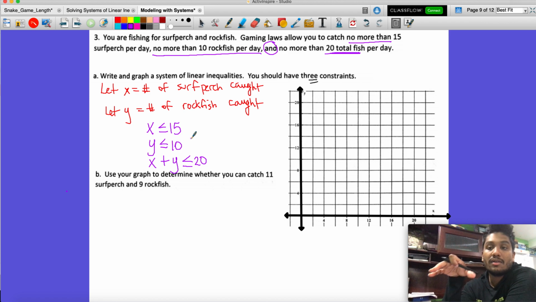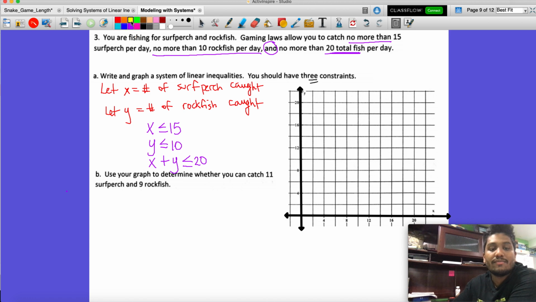And so there's a law that says for those, in total you just can't have more than 20 fish. Right? So if you're only going for surf perch, then you're already constricted by the 15. If you're going for rockfish, then you're already constricted by not being able to get more than 10. If you're going for both of them though, technically you can get 15 of these and 10 of these. So that's why this third law here says, if you're going to get both of them, just make sure that you don't get more than 20. So these are our three constraints, and we need to graph these.